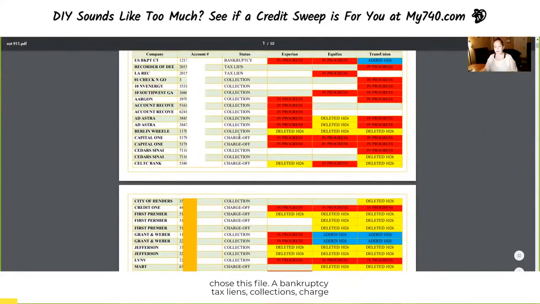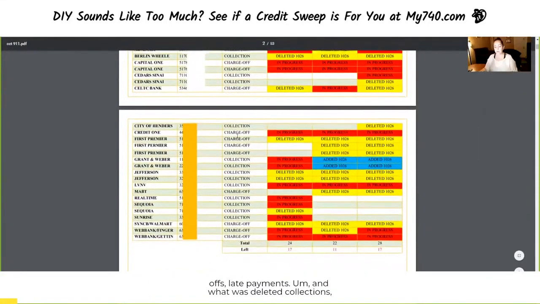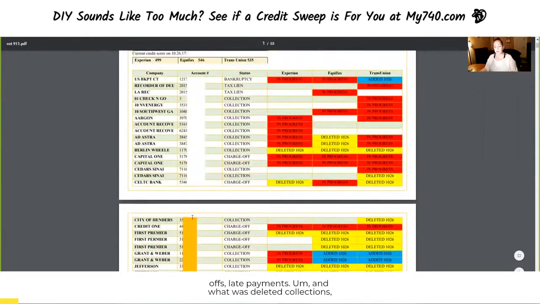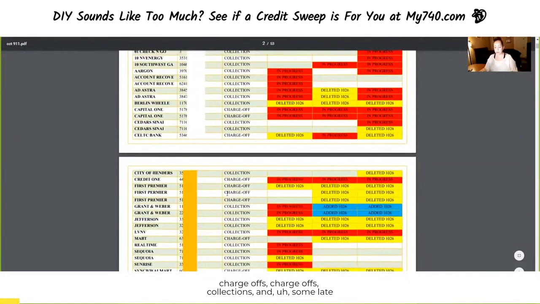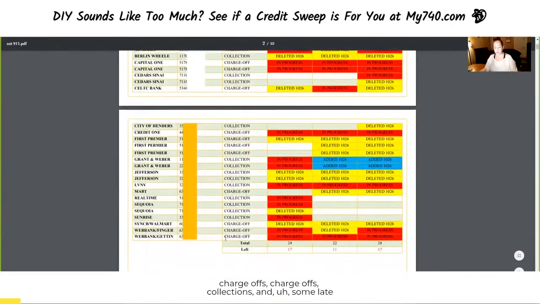A bankruptcy, tax liens, collections, charge-offs, late payments, and what was deleted was collections, charge-offs, collections, and some late payments on the accounts that are actually still on there.